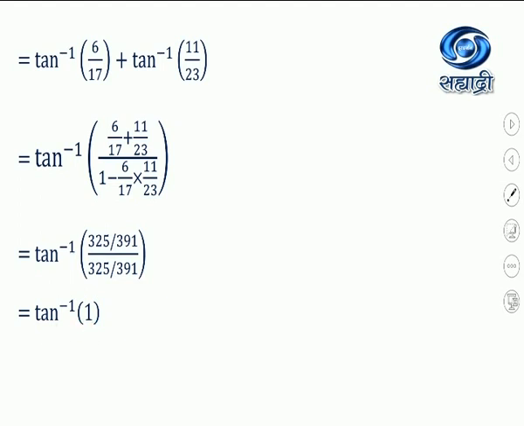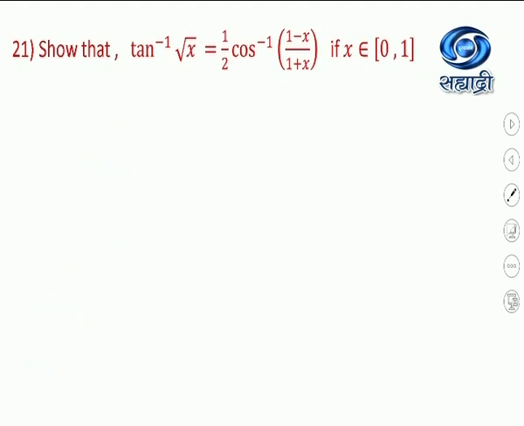tan inverse of 1. And what is tan inverse of 1? It is pi by 4. Thus LHS is equal to RHS, we got. Clear? Now sum number 21.